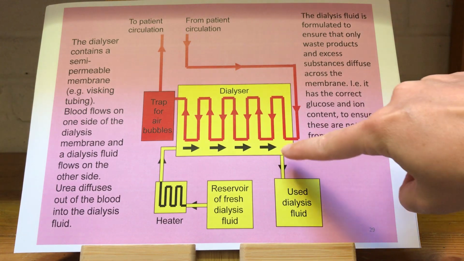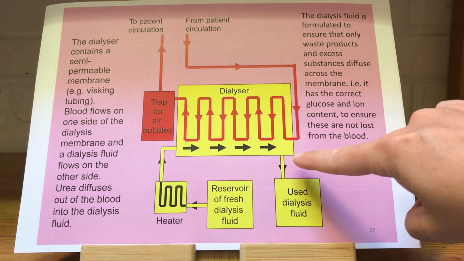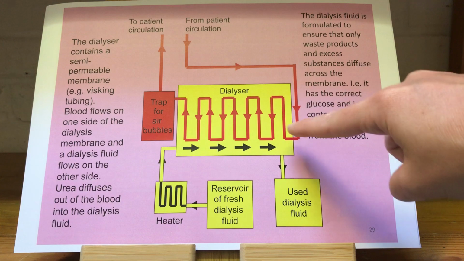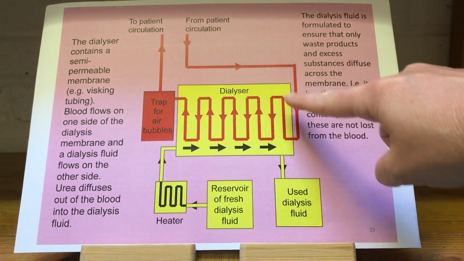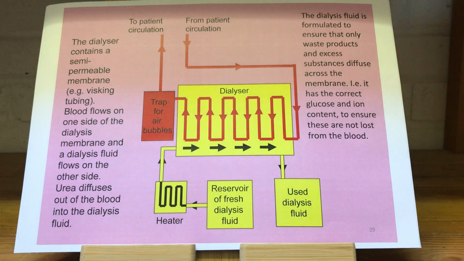At this end, the dialysis fluid is just about to go into the used container, so it's very high in urea. But the urea in the blood is even higher because it's just entering the machine. So again, urea can diffuse across. At every point in this machine, there is a diffusion gradient, so urea can leave that Visking tubing and get into the dialysis fluid.